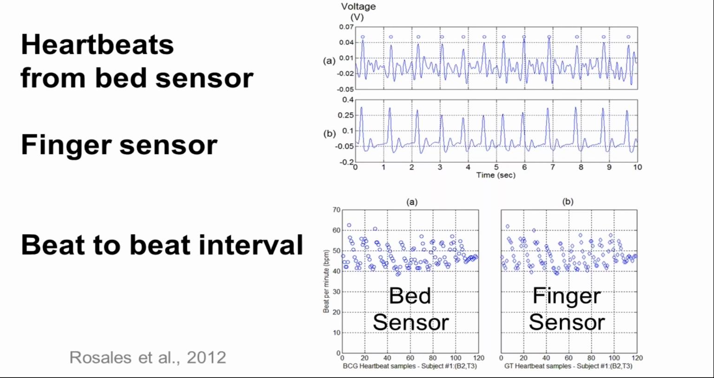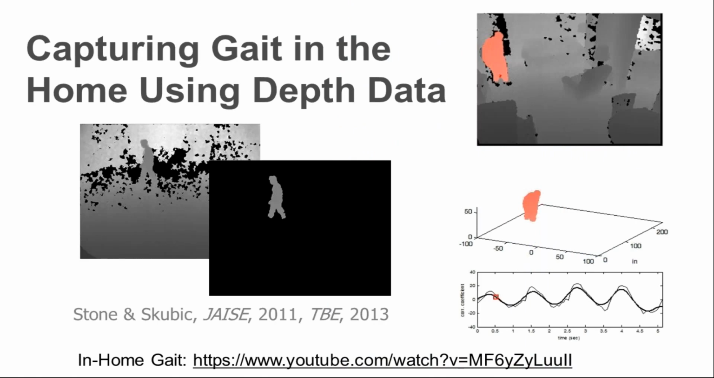So we're working very closely with that, trying to detect when rhythms occur, arrhythmias occur. I wanted to show you a little bit about our capturing gait in home using depth data. So this is our depth data system, and we have all of these images around on YouTube, and I'm going to show you some images.